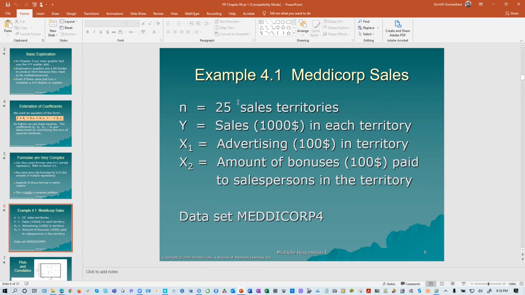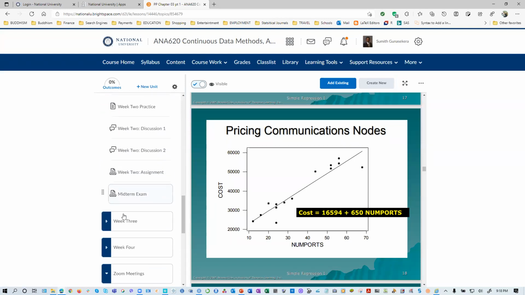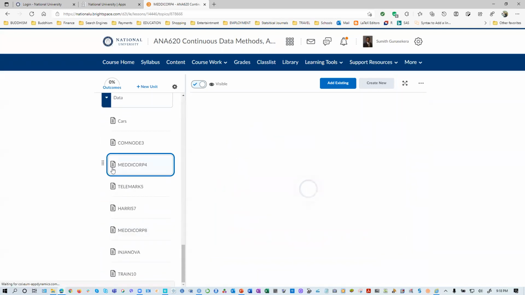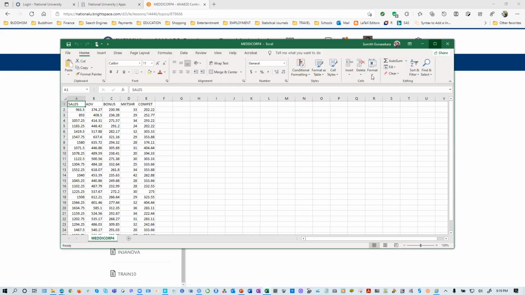I mentioned this one. Look at the N number of pairs, sales territories, Y is sales in each territory, advertising, amount of bonuses paid to salesperson in this Medico 4 data set. You can get that one too if you go to this data set, Medico 4. You can open it and get that data set. I'm going to get that data set from my, here it's easy. I'm going to open here, Medico 4. Okay, it's the data set.